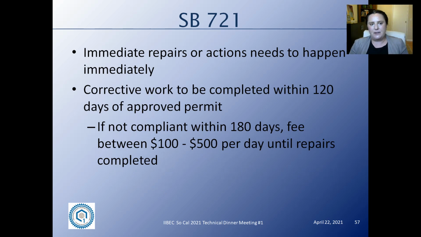Following these reports, if there's any immediate hazards noted, then the owner needs to immediately start repairs or actions to limit access to that triple E. Any corrective work identified in the report needs to be completed within 120 days of an approved permit. If the owner is not compliant within 180 days, there are fees that can be implemented by the building department.